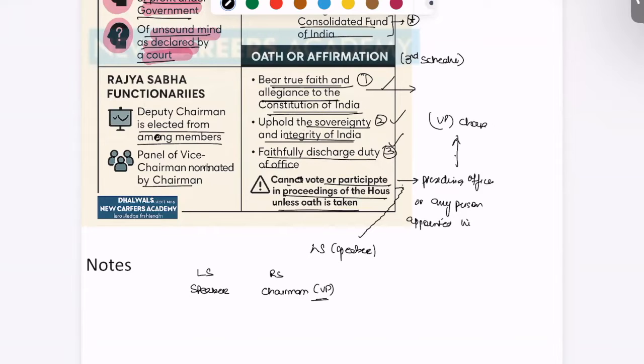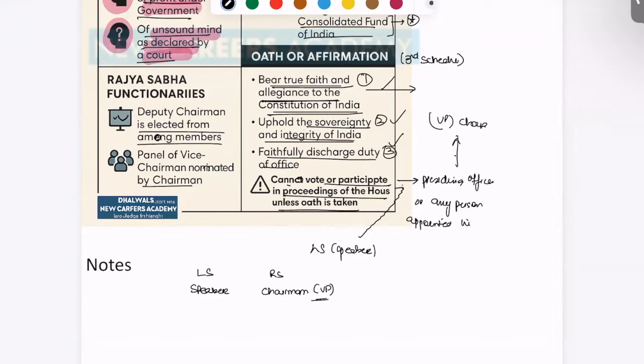Okay, we continue. If I have not taken an oath, I cannot vote in the Parliament, though I may be an MP. So how do you become an MP? Very interesting thing. He gets charged 250 rupees per day, fine. 500 rupees per day fine. He cannot vote. His vote will not be counted.